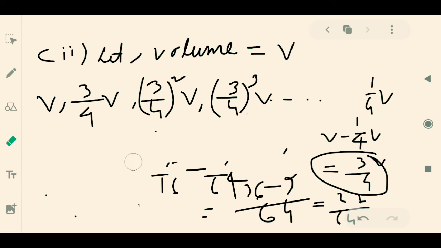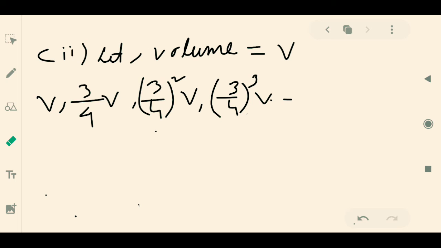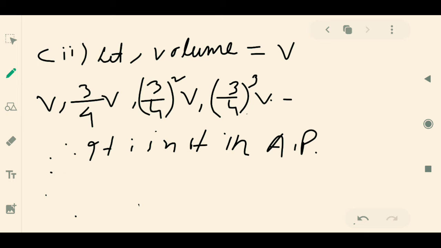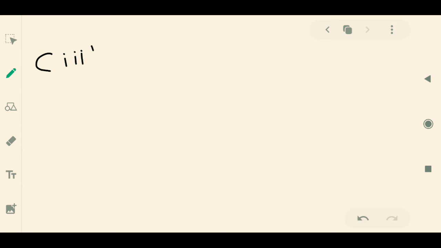So you can see if I subtract the first from the second and the second from the third, then we are not getting the same common difference. So therefore we can write it is not in AP. Why not? Since CD, meaning common difference, is not equal. Okay, so this is question number 2. Now going to do question number 3.